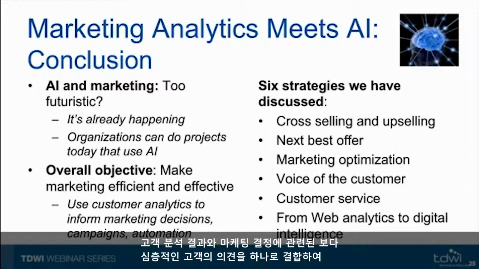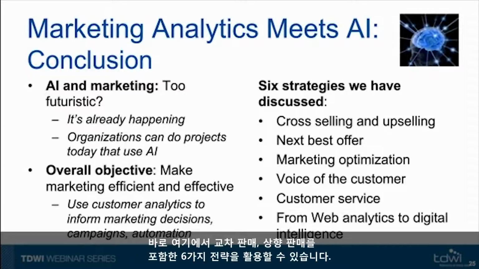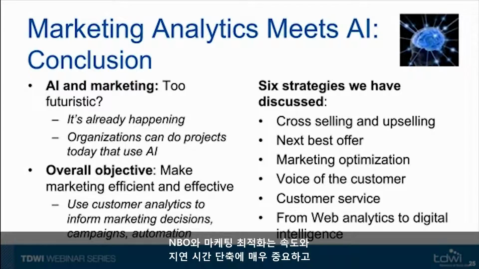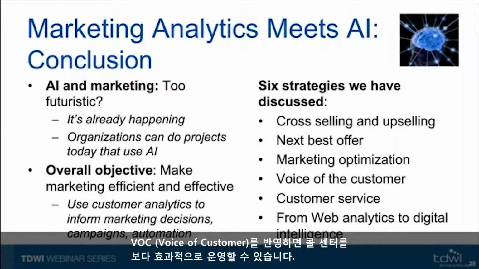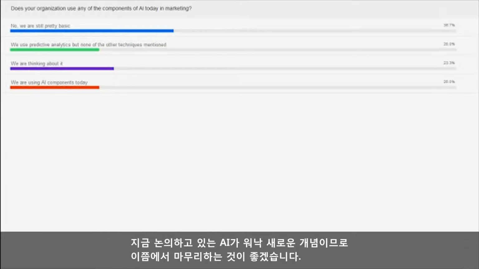And you want to use customer analytics more effectively. Use the deeper knowledge you have about customers to inform marketing decisions, begin to connect those together and use data effectively. So just summarizing the six strategies we've had: cross-selling and upselling, you can use it there. Next best offer. Marketing optimization, very important there for speeding up and reducing latency. Voice of the customer to make contact and call centers more effective. Customer service. And then finally, as we discussed, moving from canned reporting of web analytics to digital intelligence.